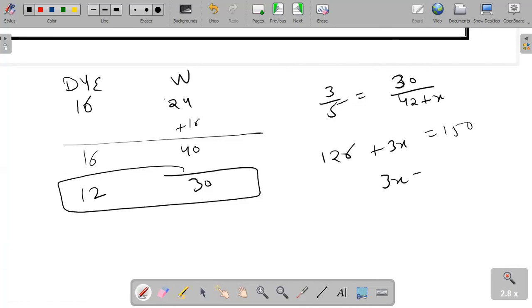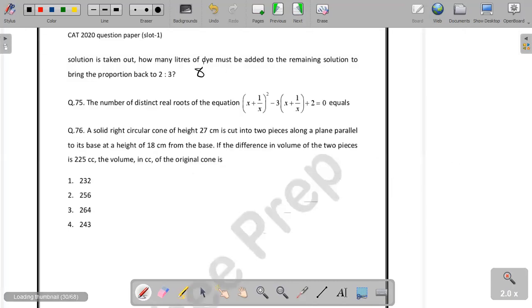So 3x is equal to 24. So x is equal to 8. So 8 should be the answer. 8 should be the answer.